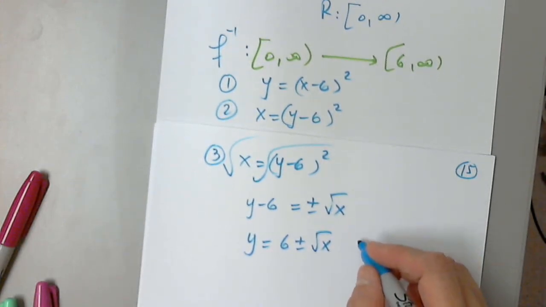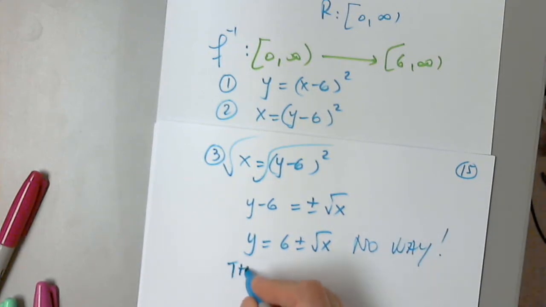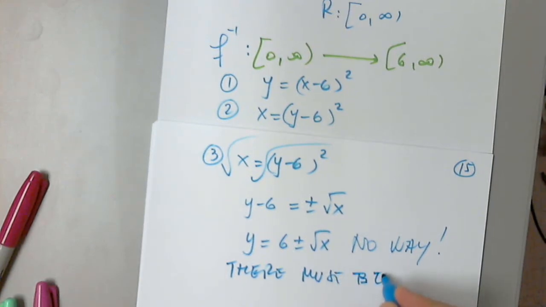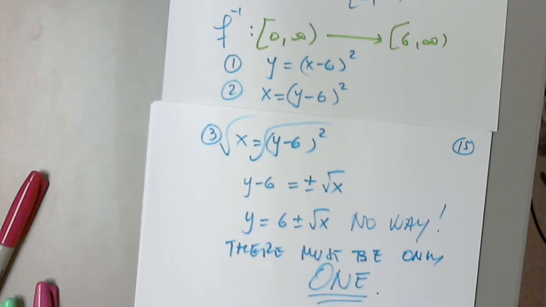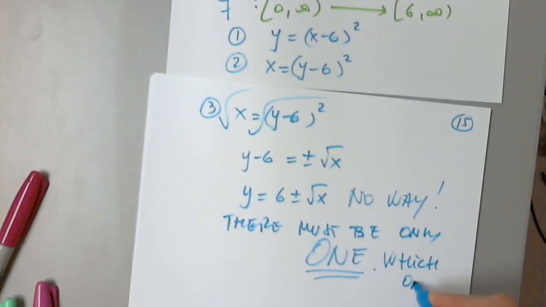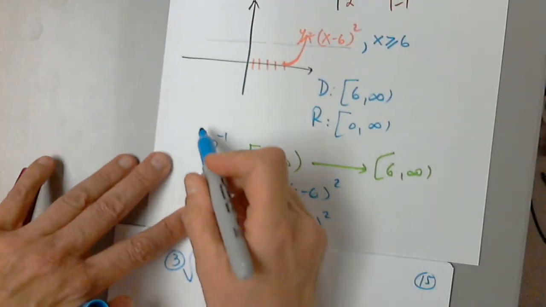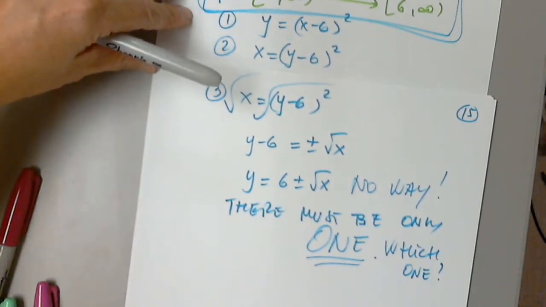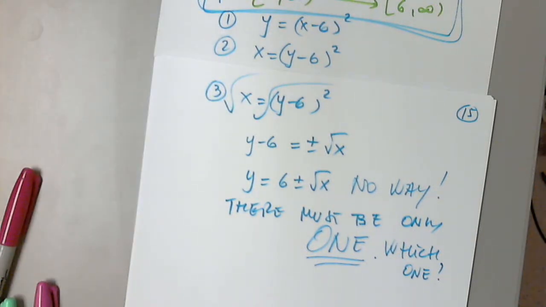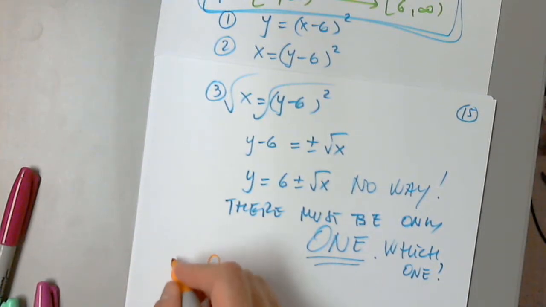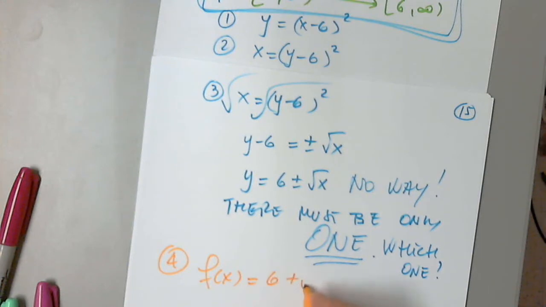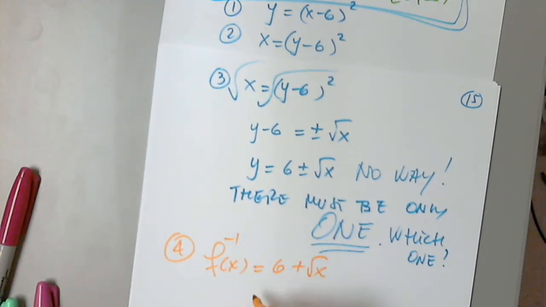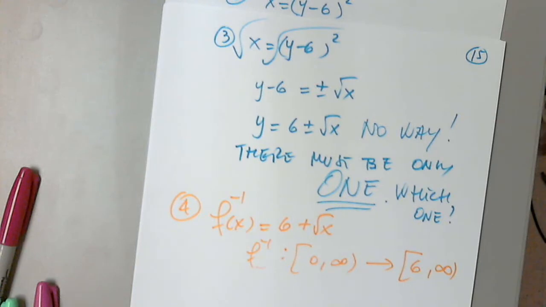Here's my note to myself: there must be only one. Also note to myself, which one? The one that fits the condition that we established way before we even determined it. So please tell me which one. Indeed. So in step 4, I chose 6 plus the square root of x. Why? To be the f inverse, because f inverse is defined on 0 to infinity, and the answer has to be 6 and above. If I make the error to select the other one, that's going to be 6 and below.